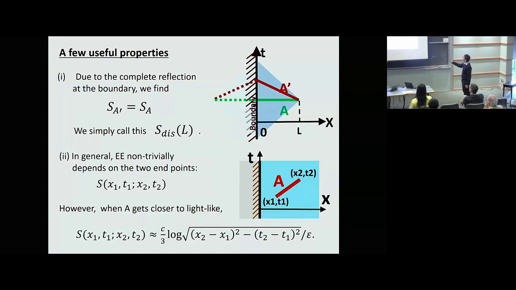So we call this, and only that means only fixed by this length between this point and this boundary. So the distance between the boundary and this point, this is called capital L again. We call this quantity disconnected entropy because it becomes related to some disconnected geodesic in the holographic description. And then also another point, this also looks trivial, but this is actually quite important.